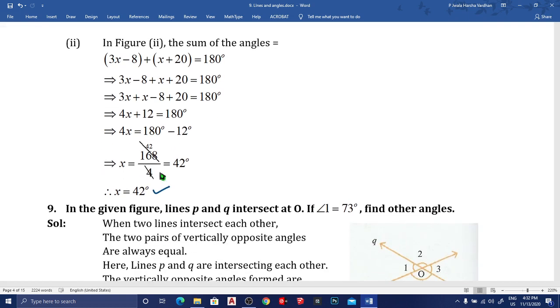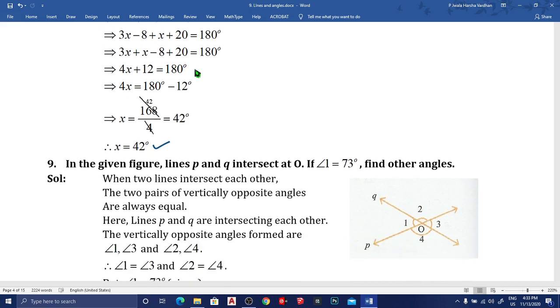Here also you can find out the individual angles if asked. In this question it is not asked. You substitute this x value 42 in this expression, you will get the first angle. If you substitute 42 in the second expression, you will get the second angle. 42 plus 20 is 62 degrees you will get here, like that.